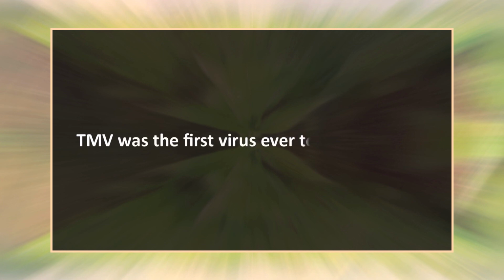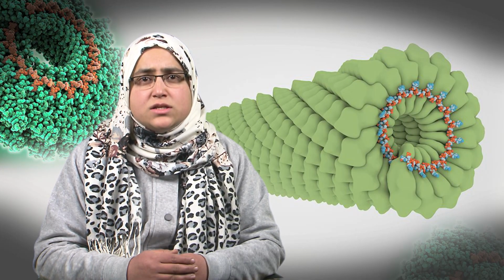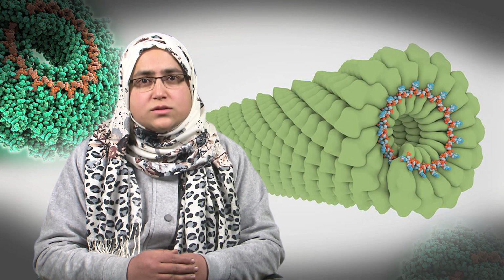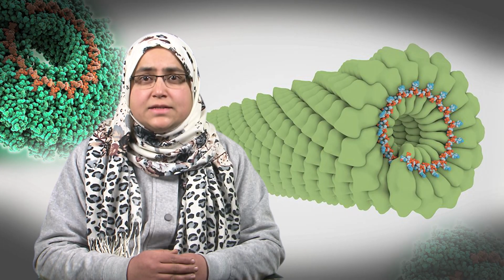Tobacco mosaic virus was the first virus ever to be discovered. Although it was known from the late 19th century that an infectious disease was damaging tobacco crops, it was not until 1930 that the infectious agent was determined to be a virus. It is the first pathogen identified as virus.